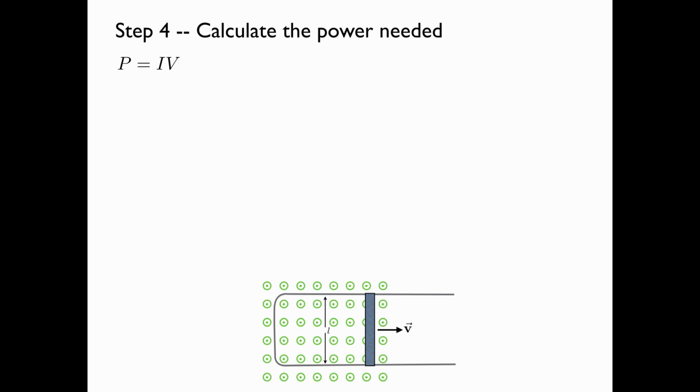The power is equal to IV. We haven't calculated I, but we know it's V over R using Ohm's law. We were given the resistance at the beginning of the problem and we just found V, the induced voltage. Putting this together, we find the power needed to move the rod is 0.92 watts. And that concludes video 22.2.